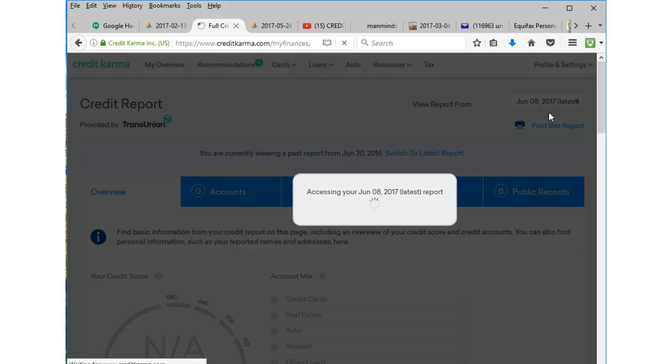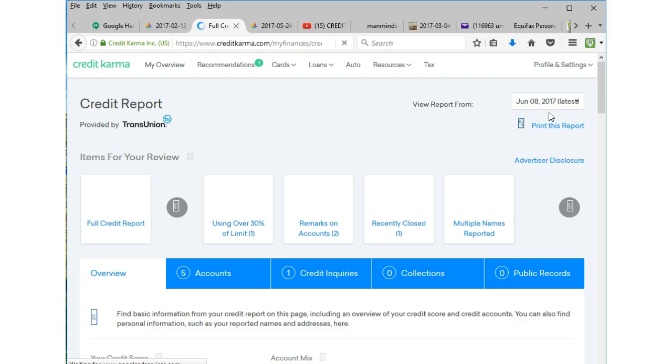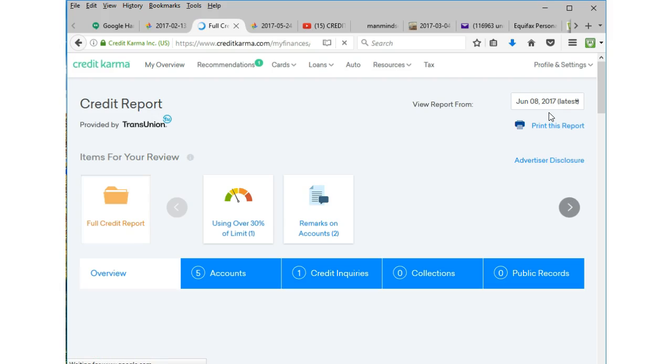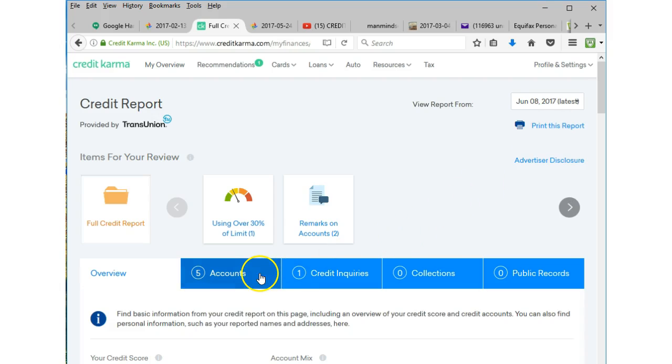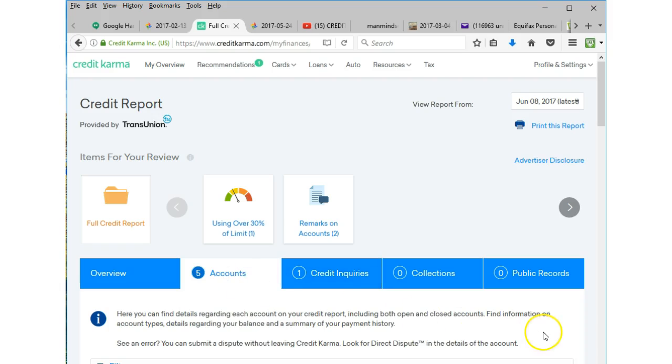We added trade lines, maybe it's been about a month, I guess. And so now you can see this person has 5 accounts. Well, actually, it was a duplicate account. It was closed and then reopened, so it was reported twice. But again, there's no inquiries, so the person didn't apply for anything. And I'm going to hit accounts and show you the accounts.